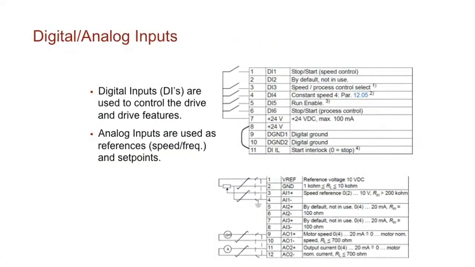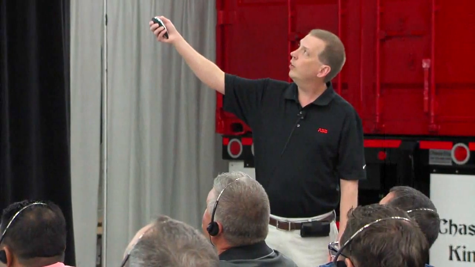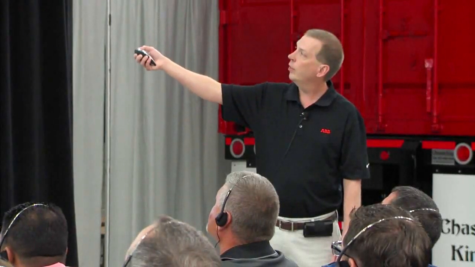Some other common characteristics of AC drives: digital and analog inputs. Now we got this drive sitting there, and it can rectify the AC into DC, and it can make PWM. We have to have some way to control it. How do we do that? Well, we have what's called DIs, digital inputs, and AIs, analog inputs. This particular drive has 6 digital inputs and 3 analog inputs. That's what it's got.